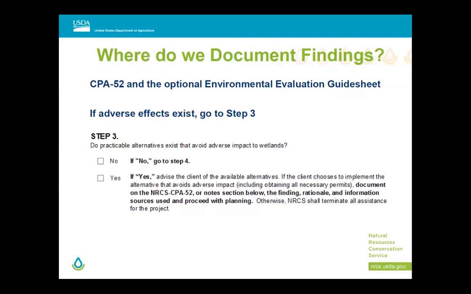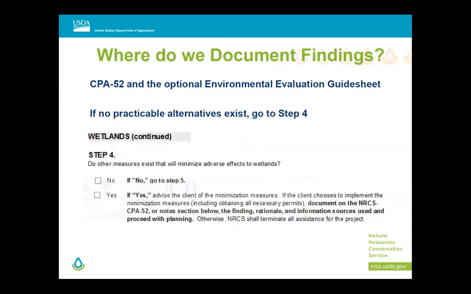There may be other activities on the farm that aren't going to impact wetlands that we can be involved in. But if the farmer is insistent that that animal trail has to go through that wetland, and we know that it's practicable to shift it 50 feet and totally avoid the wetland impact, we're not going to be involved in assisting them with that animal trail. But if there are no practicable alternatives to avoid wetland impacts, then you go to the next step, which is step 4.